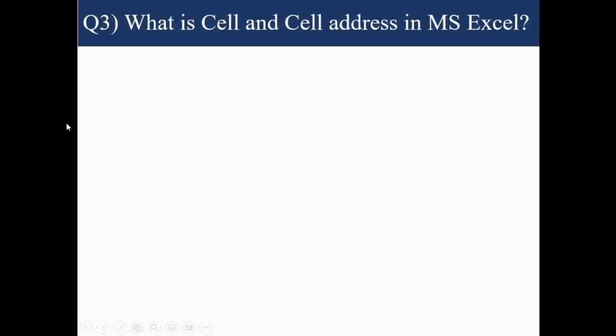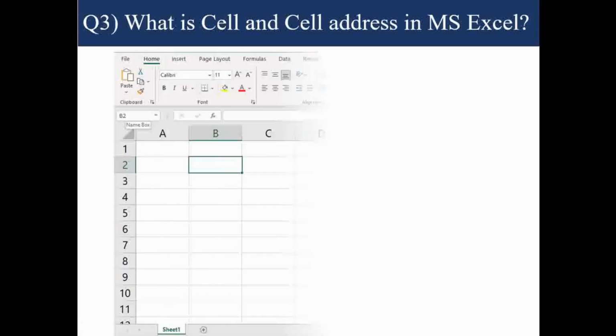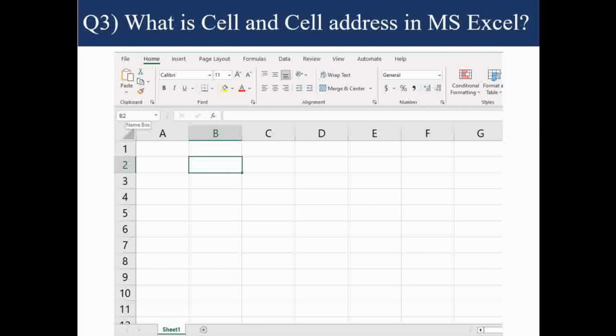Next question: what is a cell and cell address in MS Excel? Once again, it is related to the Excel sheet. When we open the Excel sheet and observe the grid-type structure with vertical and horizontal lines, these are the columns and rows, represented with capital letters A, B, C, D and numbers 1, 2, 3, 4. Regarding the details of Excel, I have covered it in one of my videos. You can refer to that also, where the complete detailed information is given.